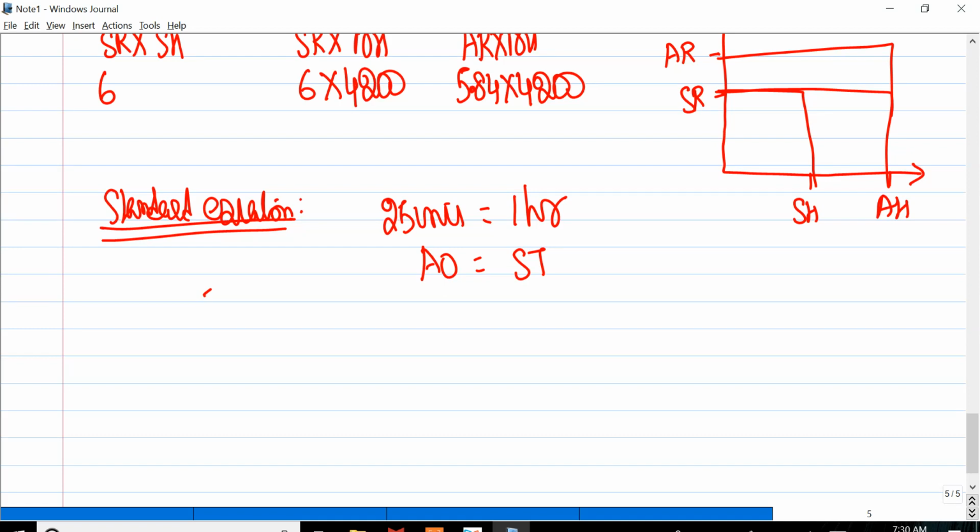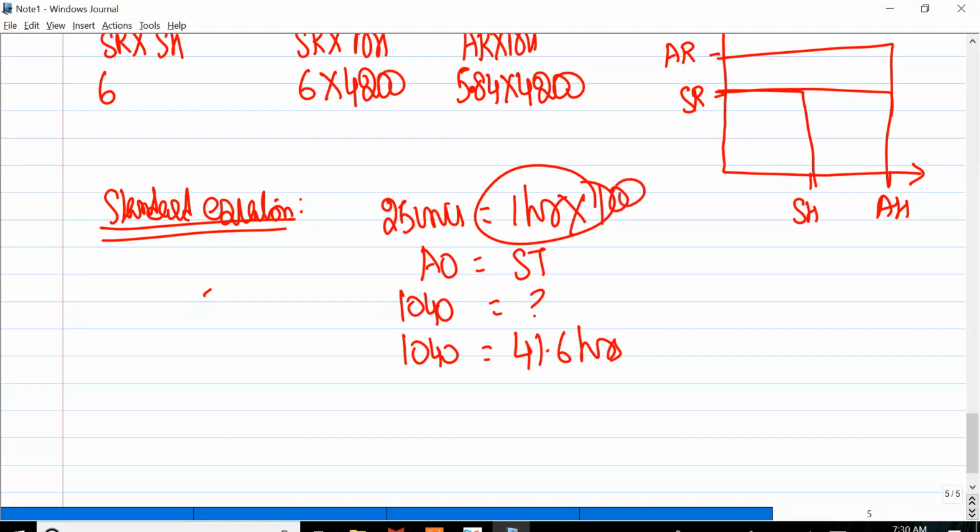Actual output is equal to standard time or standard hours, both are same. AO equal to ST. What is the actual output? 1040 is equal to question mark. 41.6, something seemed to be wrong, because 41.6 and your actual hours is 4200. Why will you do into 100? Man hours, and you cannot do it finally into 100. You will have to do into 100 at this stage itself.